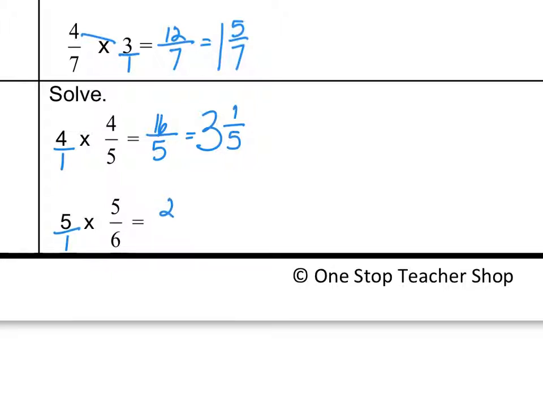Put this over 1. 5 times 5 is 25. 1 times 6 is 6. Now we're thinking, how many groups of 6 could I make out of 25? I could make 4 of them. That'd get me to 24, and I'd have 1 left over, and there's still 6. It's still the size of the pieces. And that's it for today.